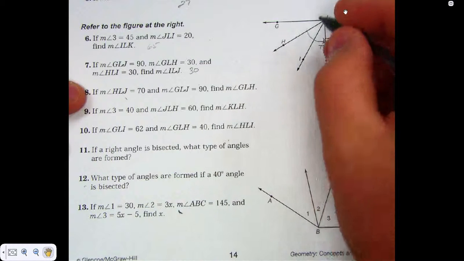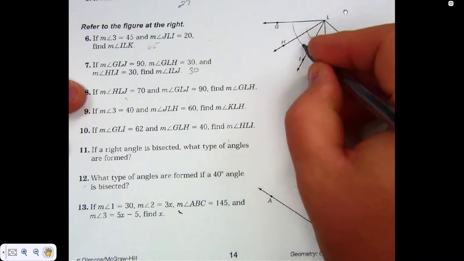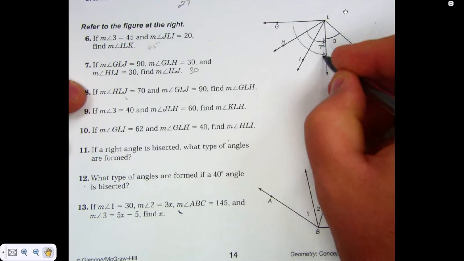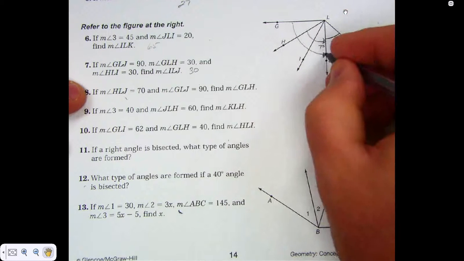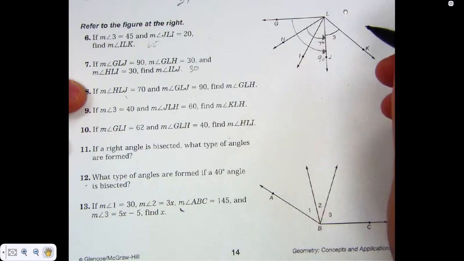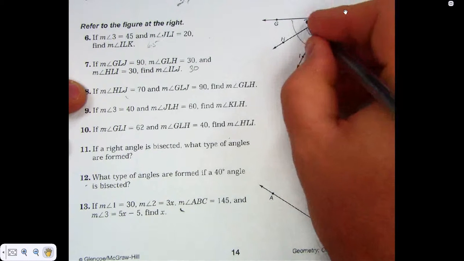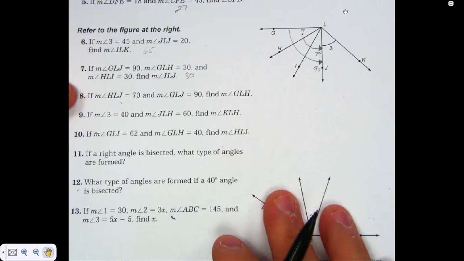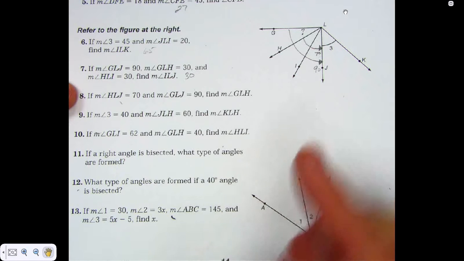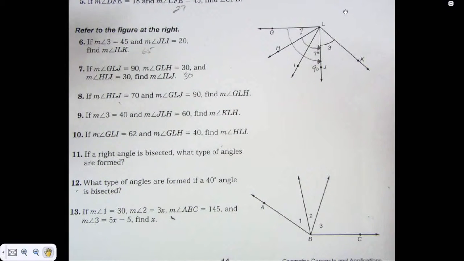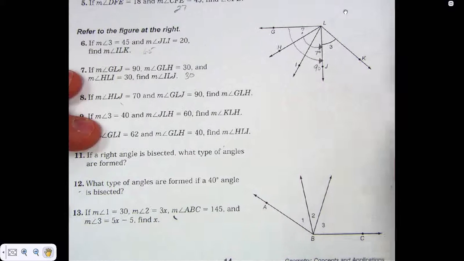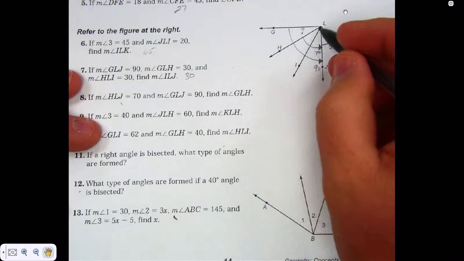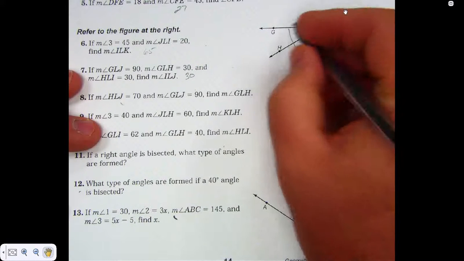GLJ. See, and they'll sometimes give you some harder ones like this. GLJ is what? 90. Find GLH. How did they try to make this one a little harder? They're only giving us one. It's kind of the same thing. It just, there's more stuff in between. It's kind of more complicated, more jumbled, I'd say. But when it's all said and done, the whole thing is 90, and the other piece of it is 70. What's left? 20.